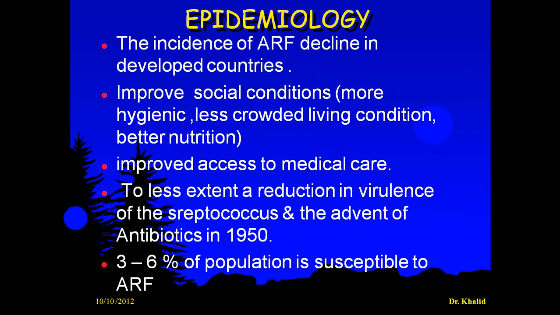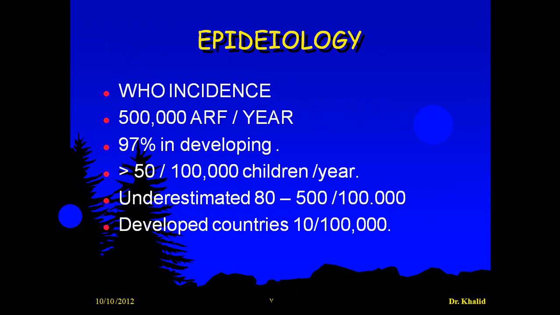The incidence of acute rheumatic fever has declined in developed countries because of improved social conditions, more hygiene, less crowded living conditions, better nutrition, and improved access to medical care, and to a lesser extent, because of antibiotics and changes in the virulence of the organism. Three to six percent of the population is susceptible to acute rheumatic fever. WHO says the incidence is 500,000 cases of acute rheumatic fever a year.